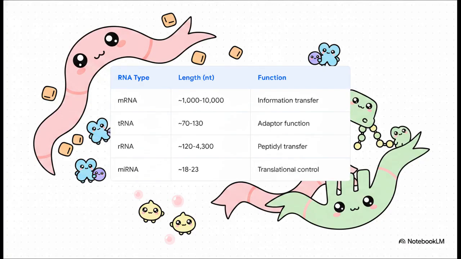You've got your massive messenger RNAs, or mRNAs, stretching anywhere from 1,000 to 10,000 nucleotides long. These are the actual carriers of the genetic information. Then you've got transfer RNAs, acting as these little 70 to 130 nucleotide adapters, and ribosomal RNAs that physically build the proteins. But wait, we also have these incredibly tiny non-coding RNAs, like microRNAs. These guys are barely 18 to 23 nucleotides long, and their entire job is to regulate how other genes are translated. Your cells literally rely on this entire diverse team working together to function.